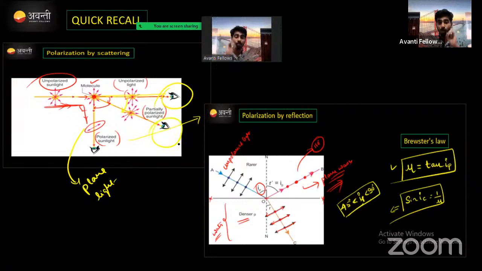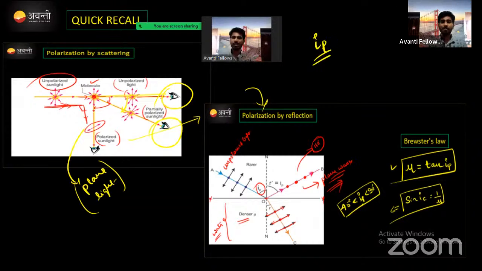If you want to get plane polarized light, you need to be perpendicular to the incident light. This is the condition. Then we discussed polarization by reflection. By reflection also, polarization will take place. It should be at some angle. We call that angle the polarization angle, that is IP.